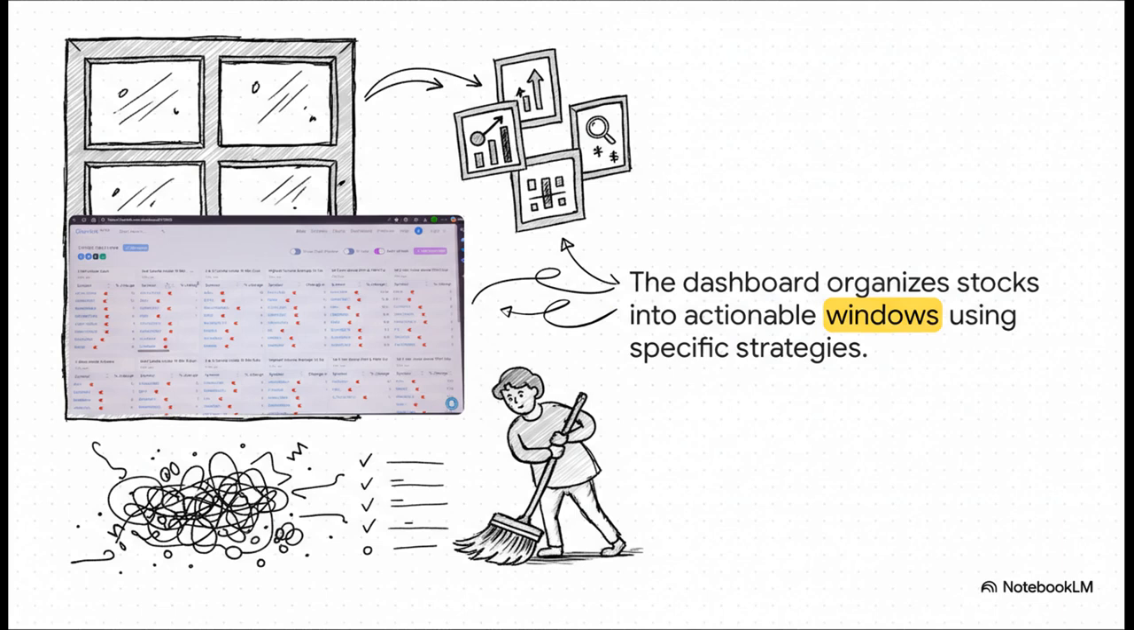So what this system does is pretty clever. It takes all that market chaos and sorts stocks into these different windows. And each window is basically a filter, scanning the market for a very specific rules-based pattern. So instead of a mess, you get a clean, actionable list of potential trades.